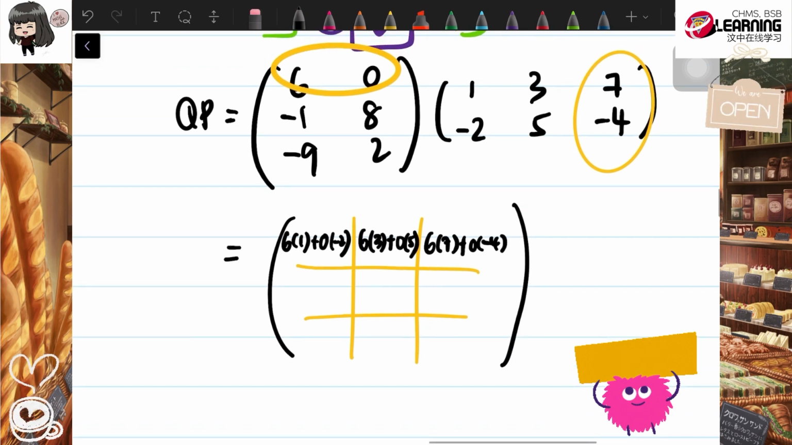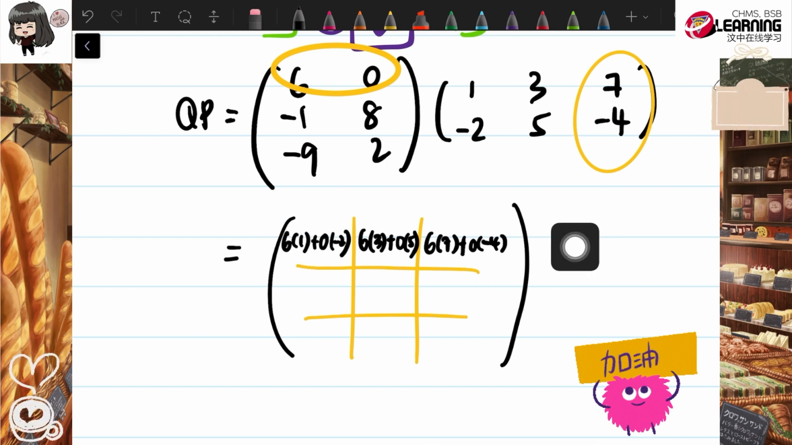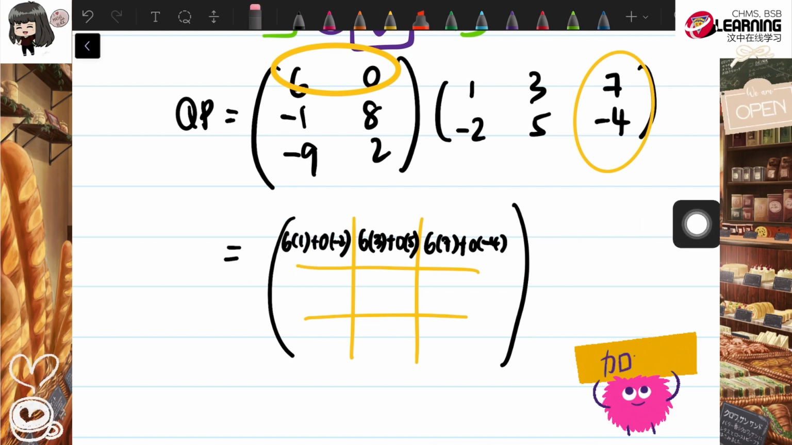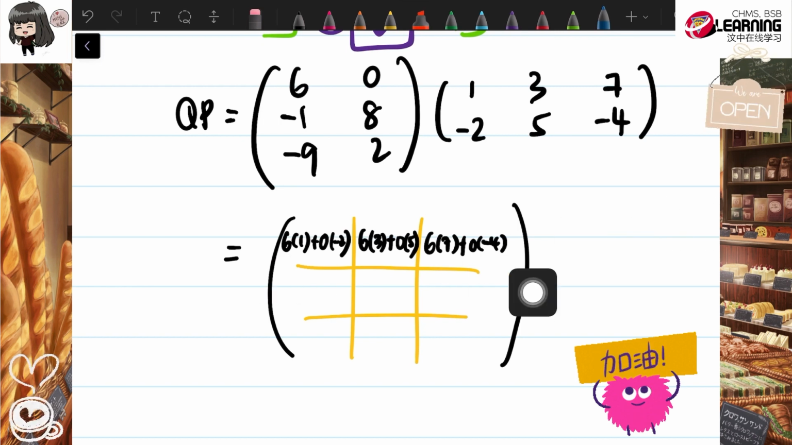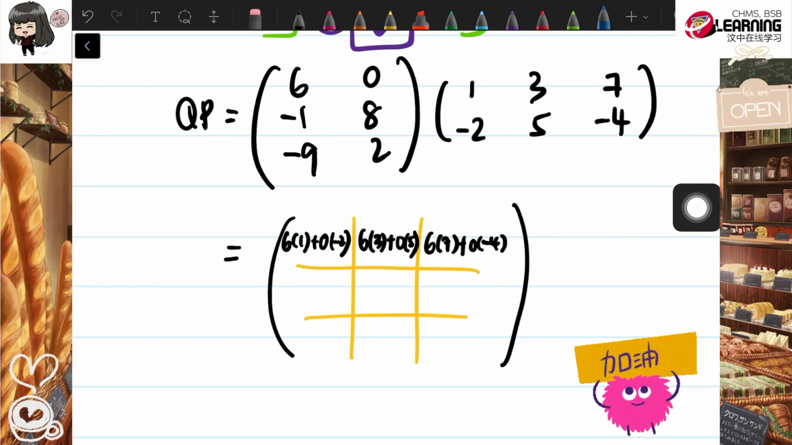Alright. Okay, so that's for my row 1. This is my row 1. Okay, now let's do row 2. This is the second row. Okay, let's focus on the second row. Your second row is here.